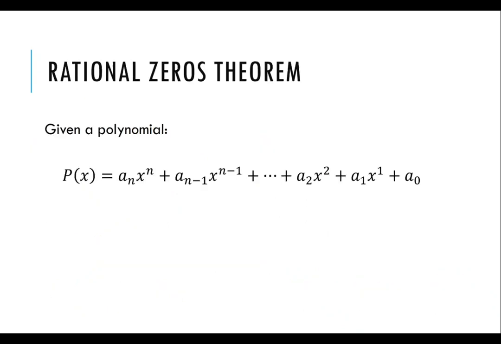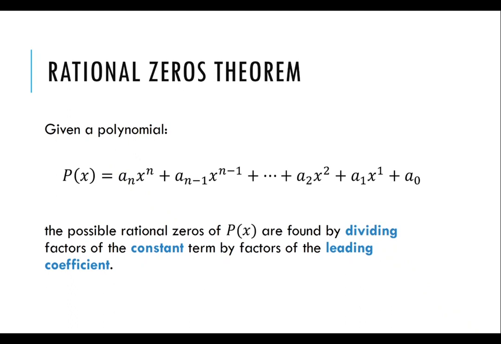The rational zeros theorem lets us use what we know about a polynomial and try to find possible zeros of that polynomial. Specifically, if we look at the leading coefficient and the constant term, and take the factors of the constant term and divide them by the factors of the leading coefficient, the list that you create will be a list of possible rational zeros for any polynomial.